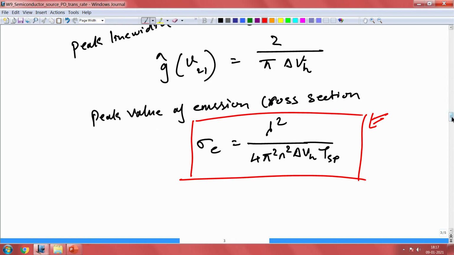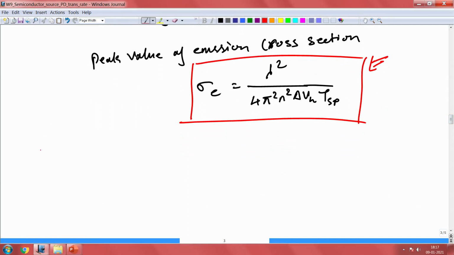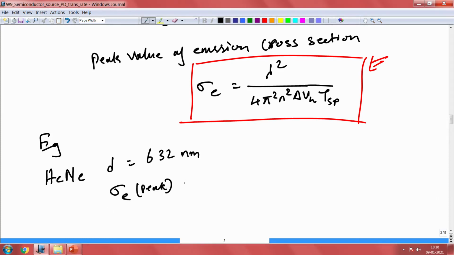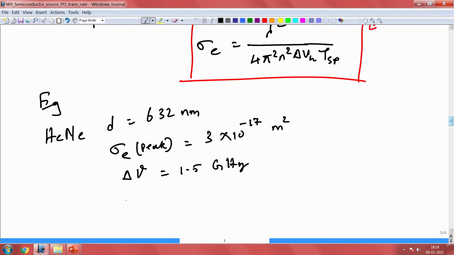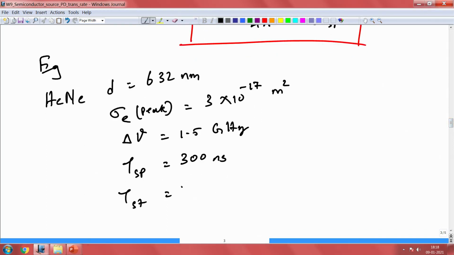For example, I'll give you a very simple example for a material. Let us say a helium neon laser, which is something that we all know. Your wavelength of emission here is going to be, let us say, 632 nanometers, and the peak cross section at this wavelength is about 3 into 10 to the power of minus 17 meter square. The spectral width is about 1.5 gigahertz, and the spontaneous lifetime is 300 nanoseconds, and the stimulated one is about 30 nanoseconds.